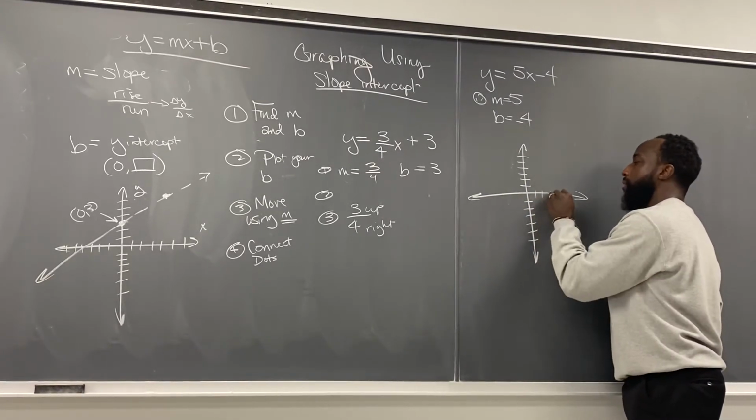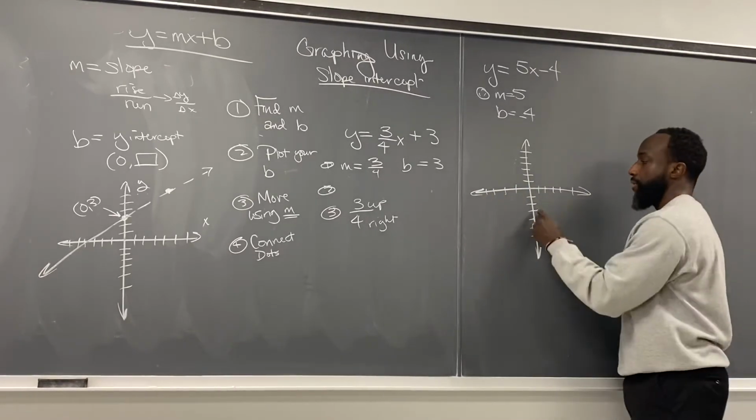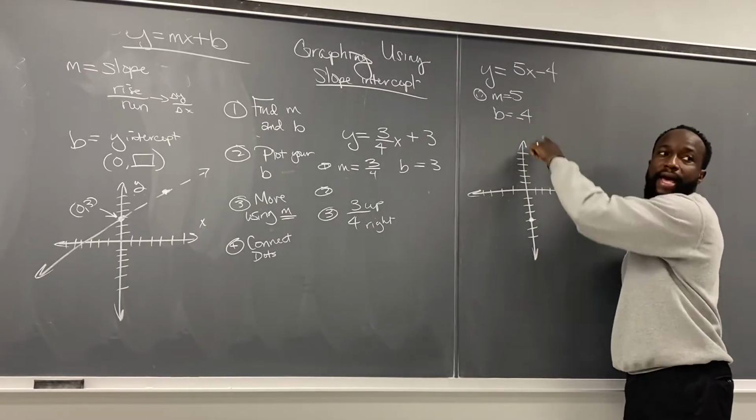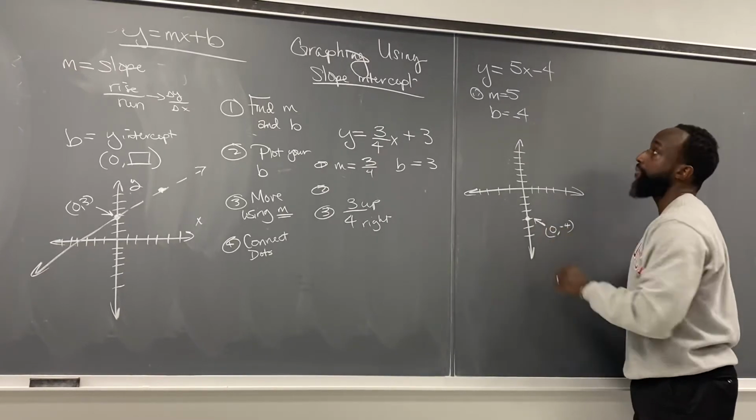So which way would I go? Would I go up or down? Down. Why would I go down? Because it's negative. So we're going 1, 2, 3, 4. So we're going to plot on the y-axis, -4. So it's 0, -4. That's our y-intercept.